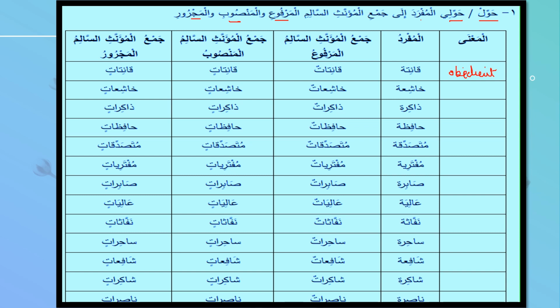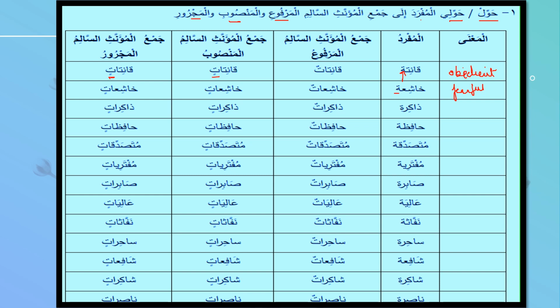Obedient. And now make it into marfu, qanitatun. So in this case you remove the ta marbuta, qanitatun. In mansub and majrur it's qanitatin with the kasratain. Khashi'ah, the fearful, the one who fears, fearful you can say, and it's khashi'atun, khashi'at, removing the ta marbuta. So all these examples are with the ta marbuta. So you need to remove the ta marbuta and add the suffix alif and ta. And remember the haraka only has to change in mansub and majrur.